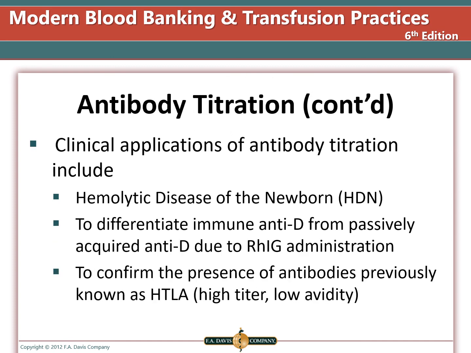There are several clinical applications of antibody titration in the blood bank. We use this to evaluate the risk of hemolytic disease of the fetus and newborn, to differentiate immune anti-D from passively acquired anti-D due to RhIG administration, and to confirm the presence of antibodies previously known as HTLA antibodies, or high titer, low avidity. These are usually antibodies to high prevalence antigens that react weakly but have a very high titer.